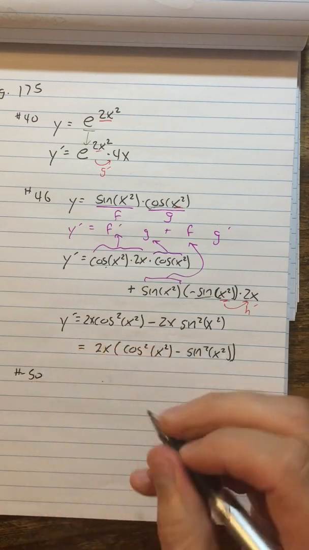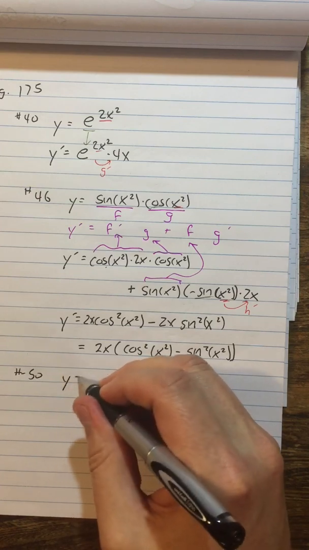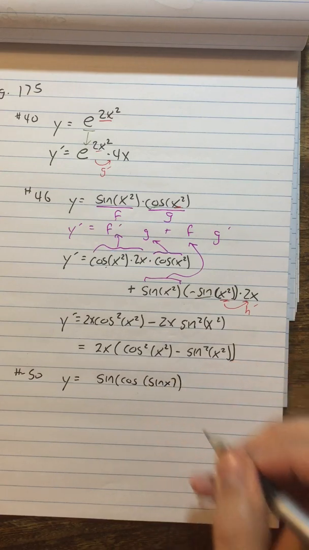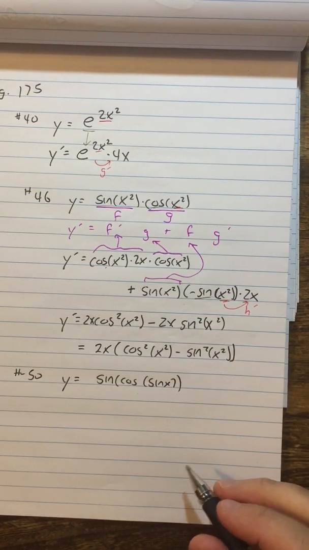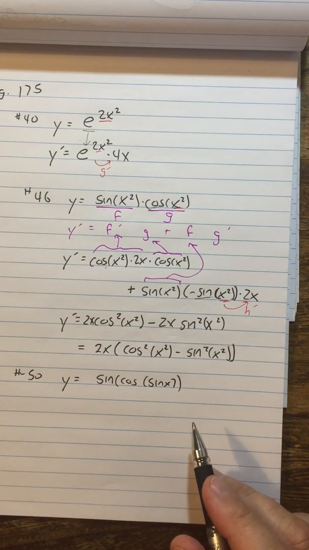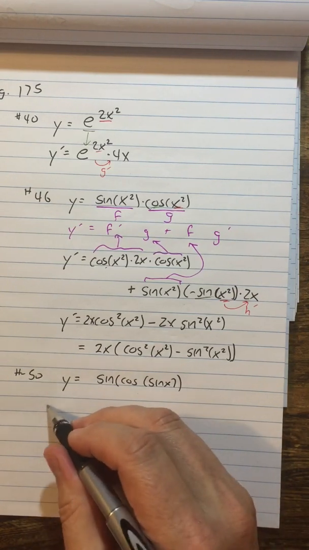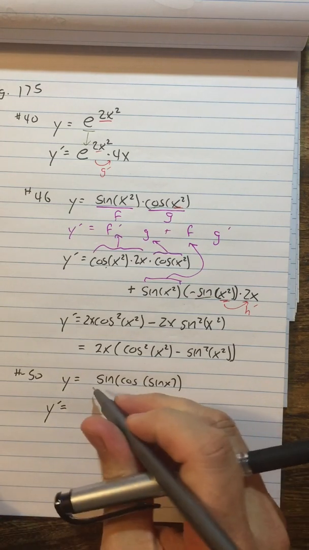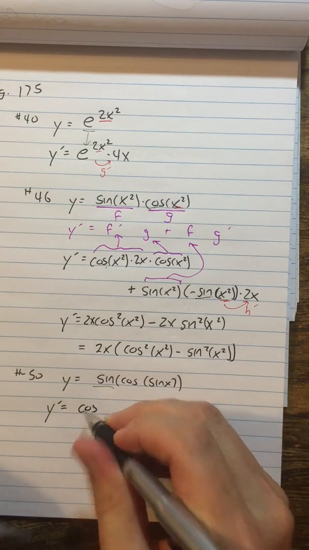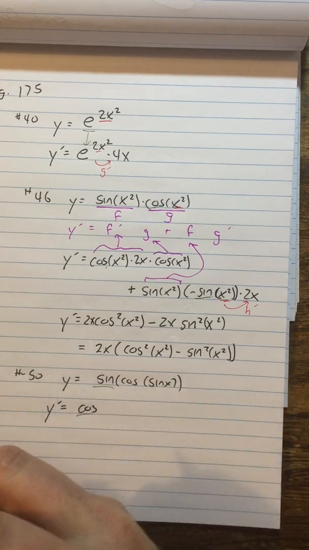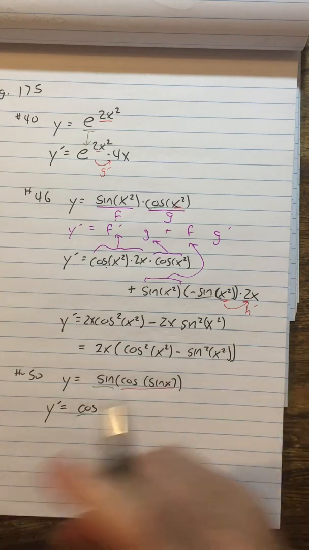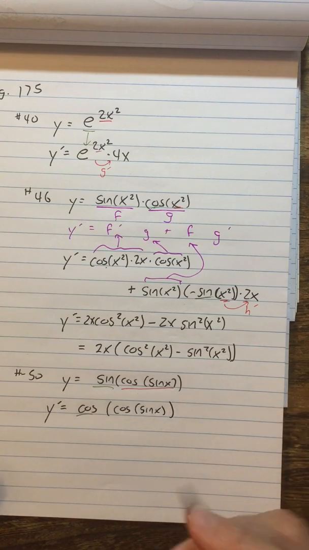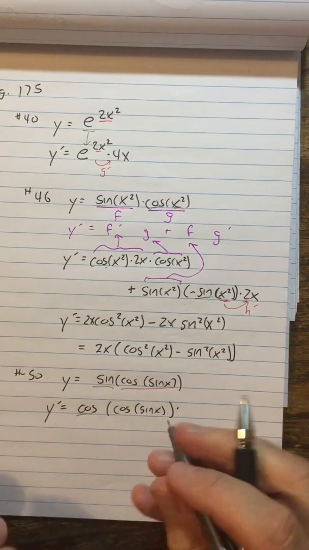Number 50. This is all from the Rogowski. So I have y equals, what kind of a function is this? Sine of cosine of sine of x. There's no real application where this would come up. They're just showing off that you can do it. All right, so y prime is, derivative of the outside, the derivative of sine is cosine. Keep the inside function the same. I got cosine of sine. All right, now I have to go times the derivative of the inside.